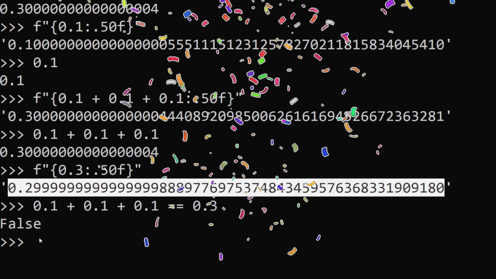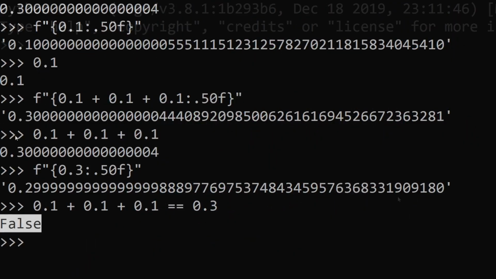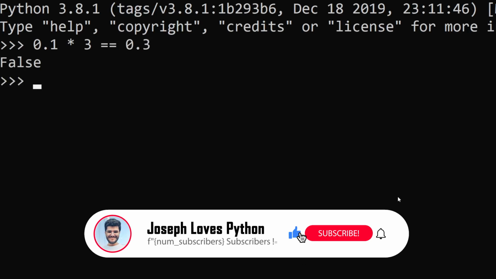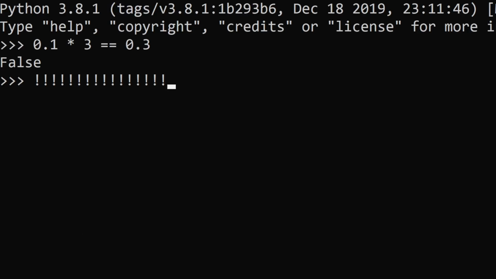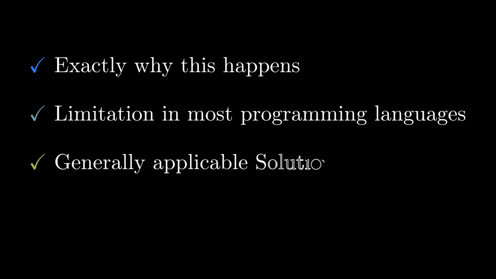Congratulations, you now understand this fundamental topic in computer science, but this doesn't change the fact that comparing 0.1 times 3 to 0.3 will give you a false result. Does this mean we're stuck with this limitation and can't do anything about it? Well, of course not. Let me walk you through my recommendations and several solutions in this second part of the video.